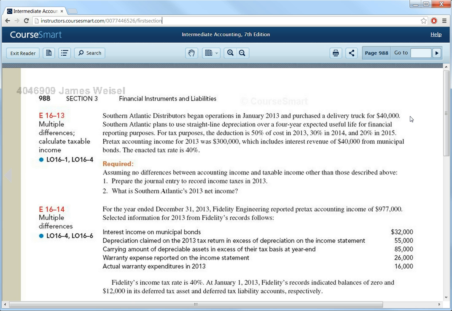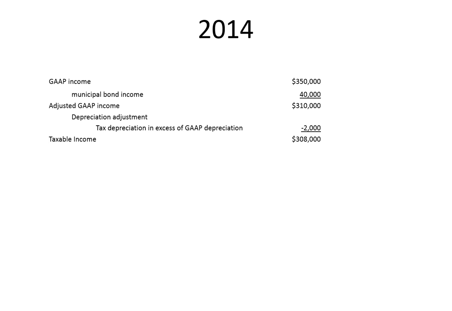The difference is only $2,000. We have a $10,000 depreciation deduction for GAAP purposes, but a $12,000 deduction for tax purposes. That's an extra $2,000 of depreciation deduction. We're going to handle that the same way as we did in 2013. We take an extra $2,000 depreciation deduction, and that means that we are going to be adding to that pre-existing deferred tax liability account. We created the deferred tax liability account in 2013, and this computation is going to result in an addition to, or an additional credit to, that deferred tax liability account.